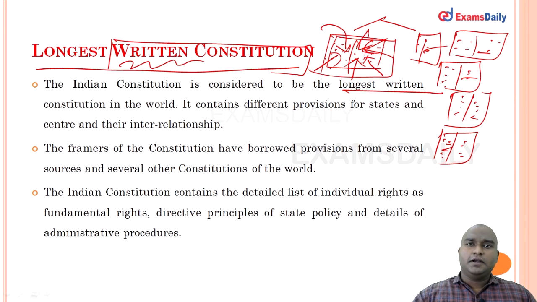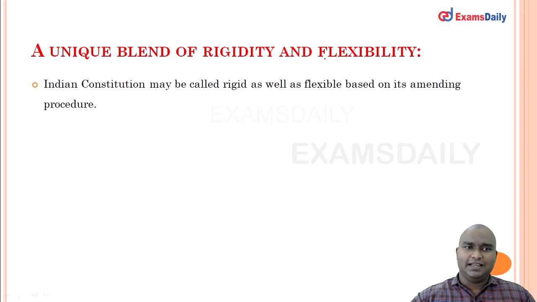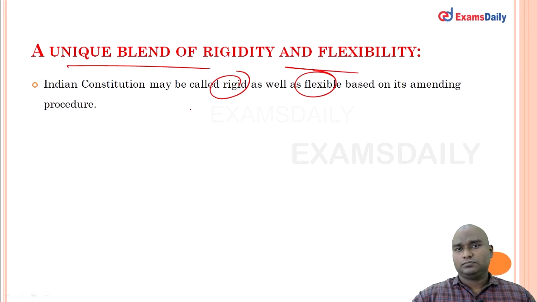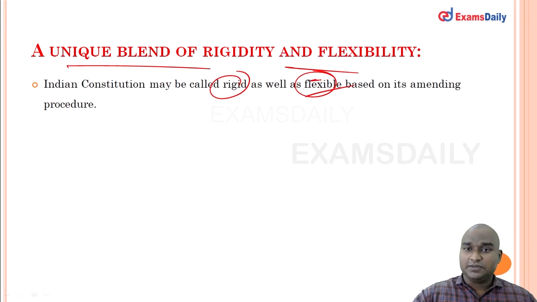Okay, and the second important salient feature is it is a unique blend of rigidity and flexibility. The rigidity and the flexibility of the constitution is based on the amendment procedure of the constitution. If the amendment procedure of the constitution is simple and easy, then the constitution is said to be a flexible constitution. If the amendment procedure of the constitution is as easy as amending the ordinary law, as easy as creating an ordinary law, such a constitution is called a flexible constitution.